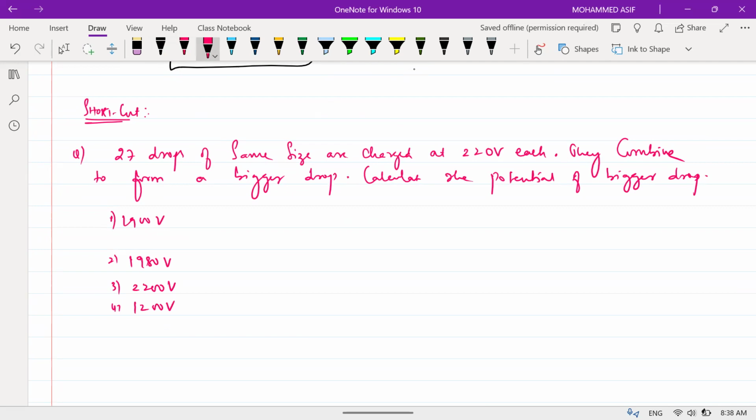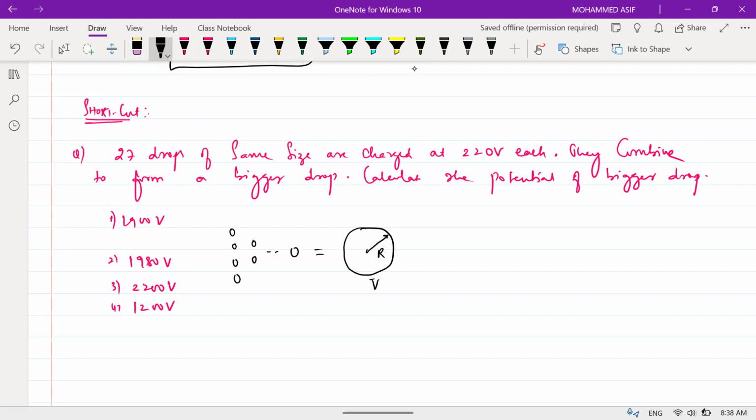Try to understand the question. We have 27 droplets, like 1, 2, 3, 4, 5, 6, like that, n number. They are combining to form one bigger drop of radius R. I need to calculate this potential.